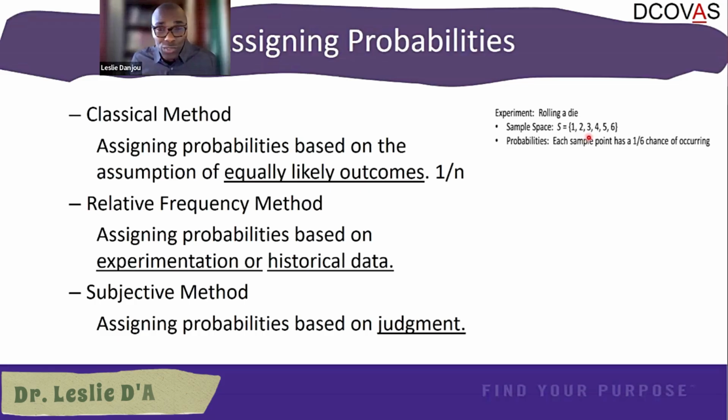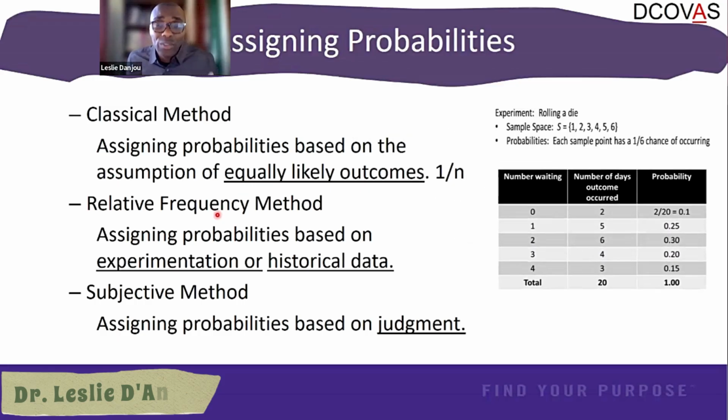All right, one, two, three, four, five, six. How do we calculate the probability? It's 1/6. So whatever your total sample size is, the probability is 1 over that sample size. That is the classical method. The relative frequency method is what we've been doing.